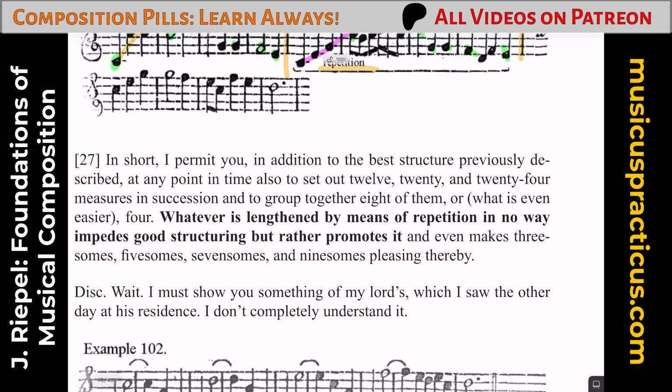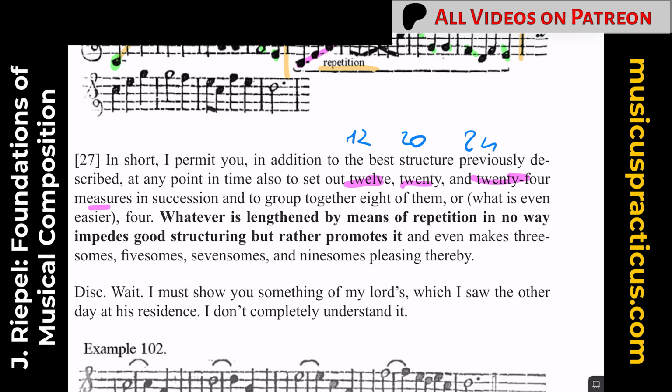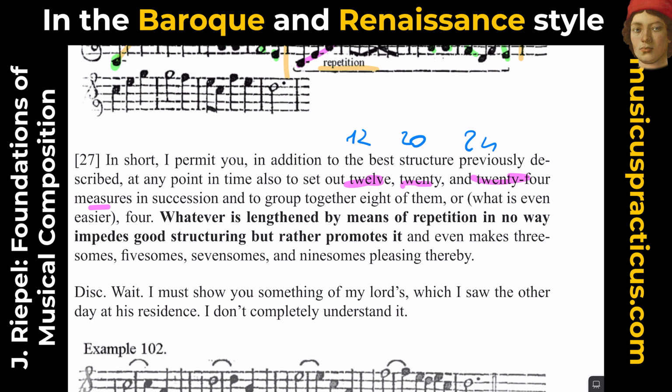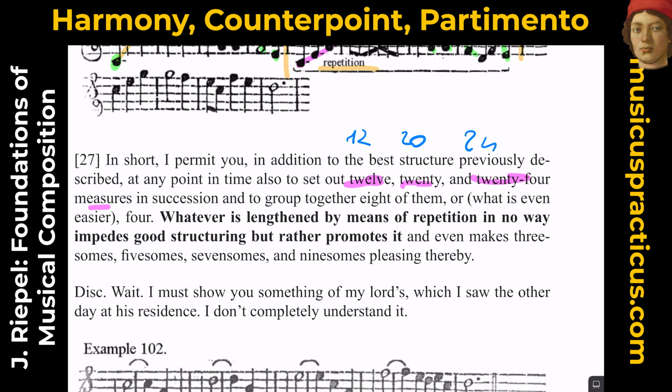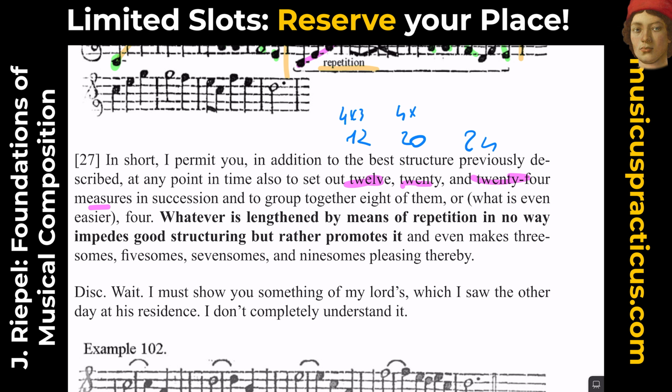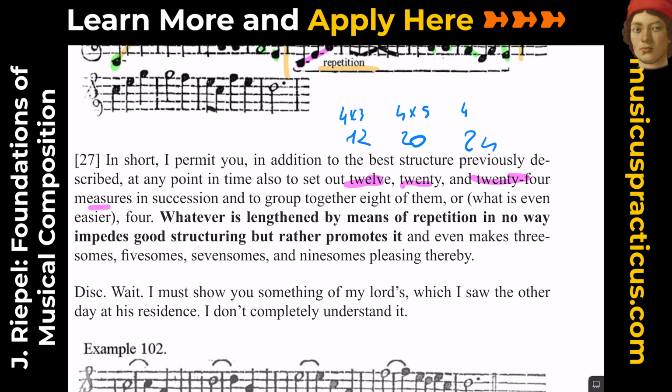In short, I permit you, in addition to the best structure previously described, at any point in time also to set out 12, 20 and 24 measures in succession and to group together 8 of them or 4. So 4 plus 4 plus 4. Okay, so 4 times 3, 4 times 5 and 4 times 6.